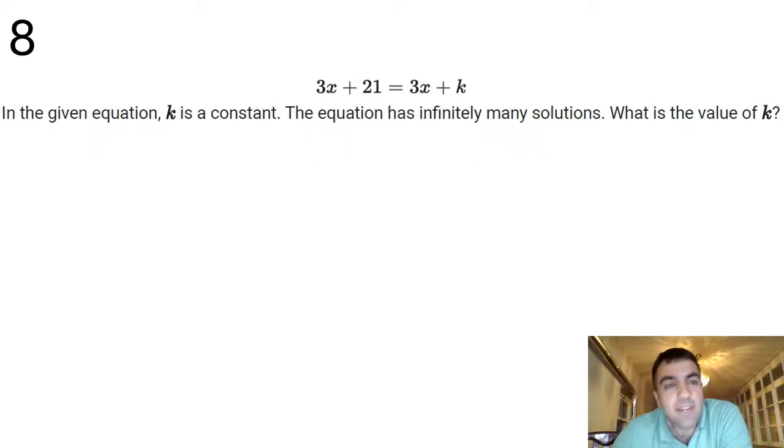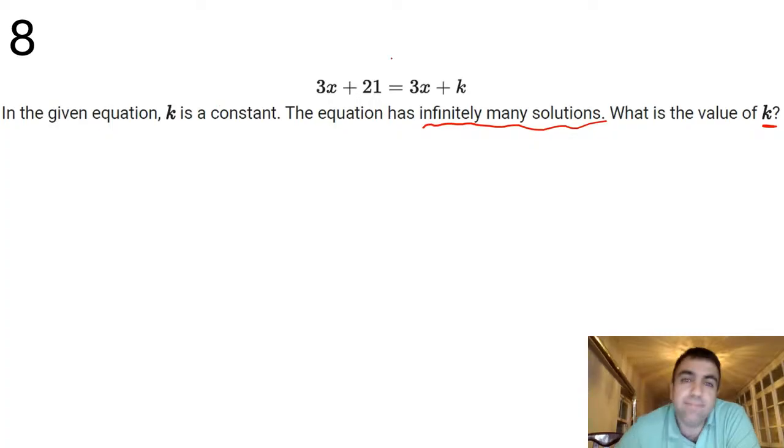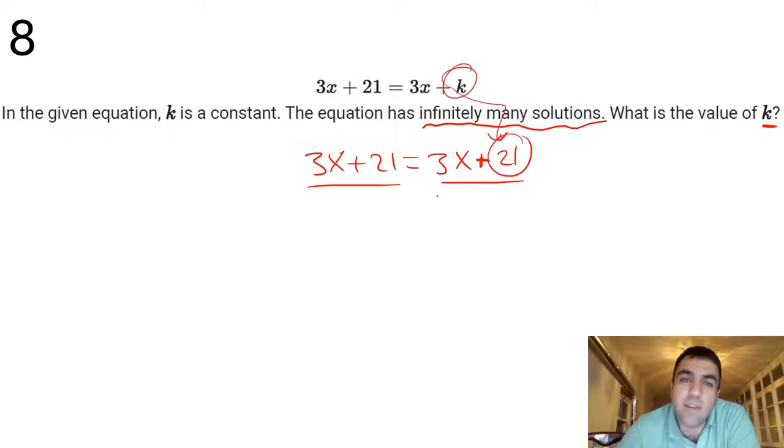In the given equation, k is a constant. The equation has infinitely many solutions. What's the value of k? Fear said 21, and Mr. Saif said 21. Right. If one equation is equal to itself, it has infinitely many solutions, right? So k must be 21.